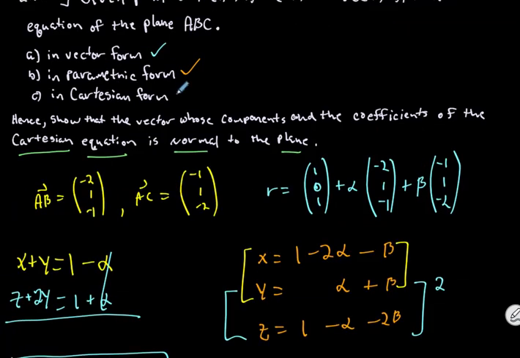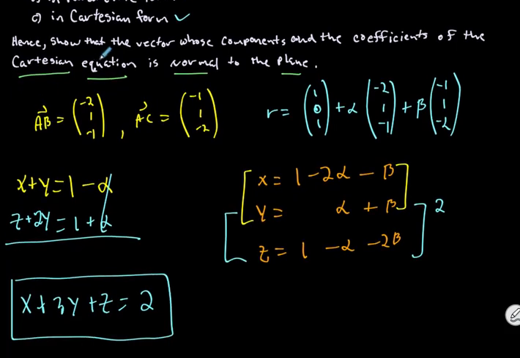So I've done that one. And then last, it says, hence, show that the vector of the coefficients of this Cartesian equation is normal to the plane. What are the coefficients? 1, 3, 1. So they want us to take (1, 3, 1), right? And show that it's normal to the plane.